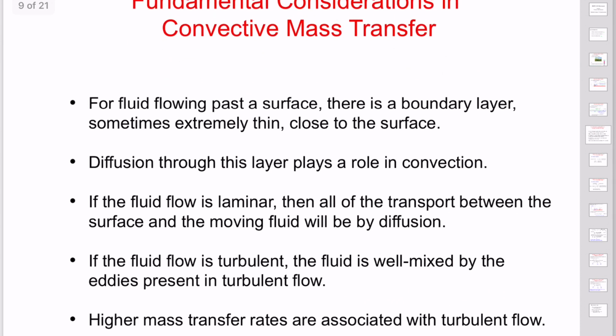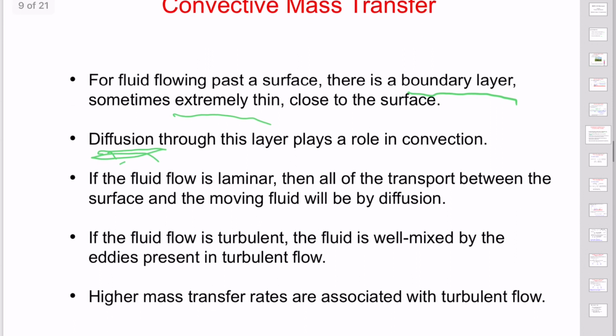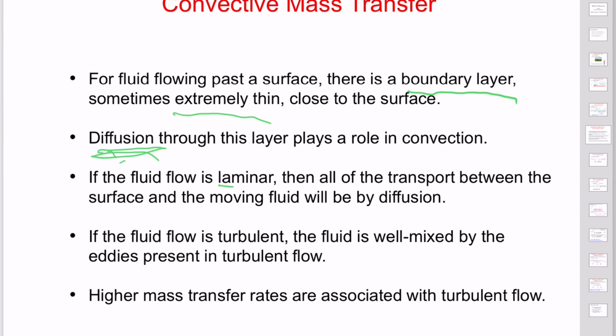So as we're thinking about fluid going past a flat plate, for example, or any surface, but a simpler flat plate, there's a boundary layer that's sometimes extremely thin, very close to the surface. In this boundary layer, you have diffusion going through the layer, and that's playing a large role in convection. If the fluid flow is laminar, meaning that the flow is well organized, the flow is slow enough that viscous forces can keep it well organized, then all of the transport is by diffusion, but we still relate it with the convection coefficient.